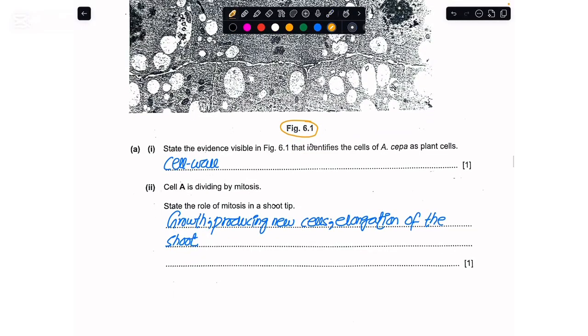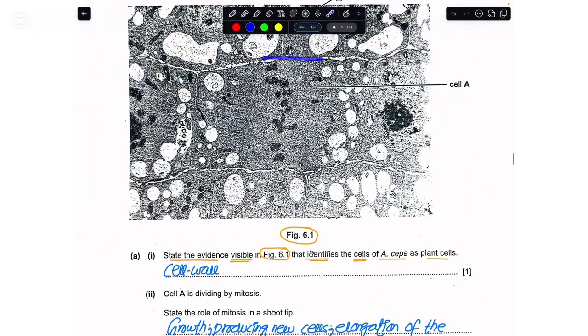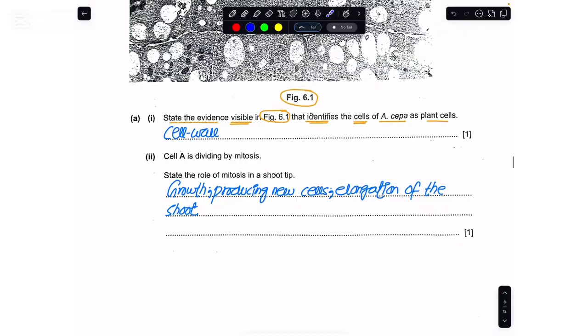Now they ask us to state the evidence visible in figure 6.1 that identifies the cell of the cepa as a plant cell. You see that we clearly see the cell wall being present here. And then they say that cell A is dividing by mitosis. By mitosis, what I mean is that at the top I have the parent cell.